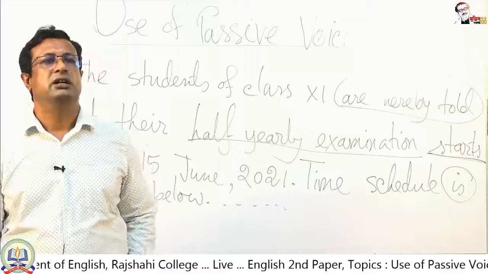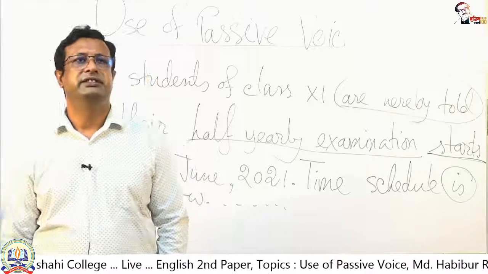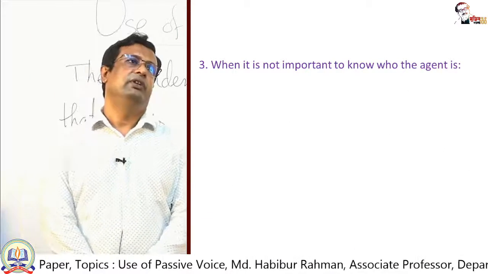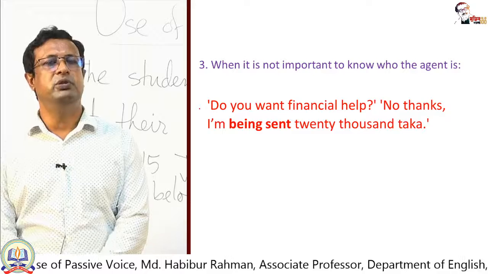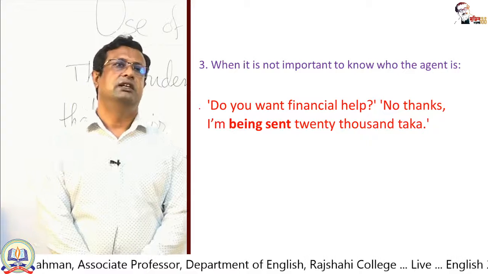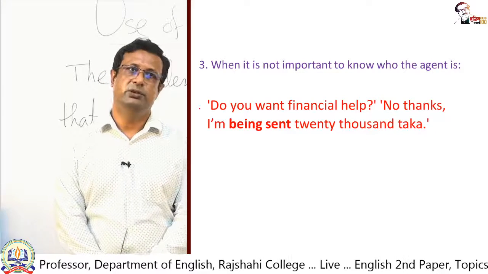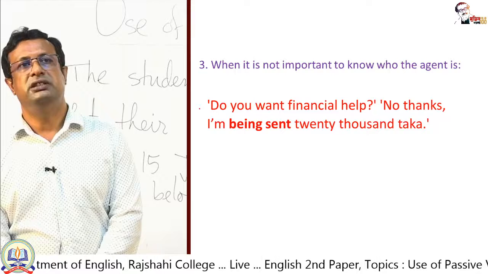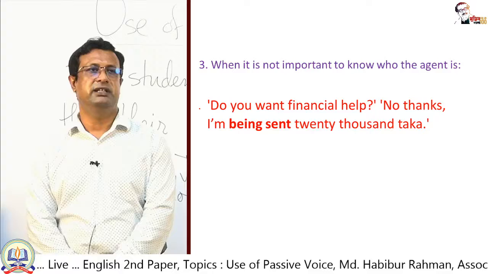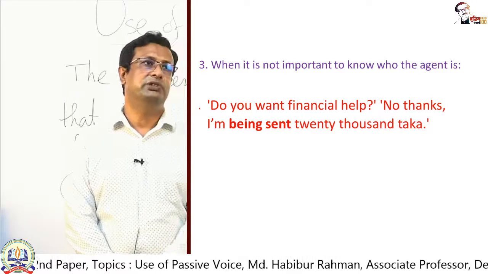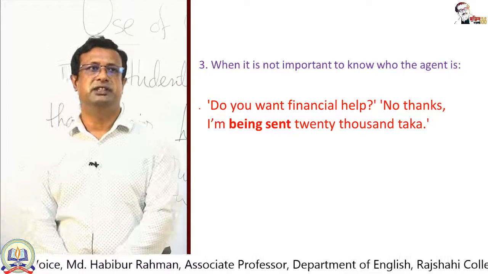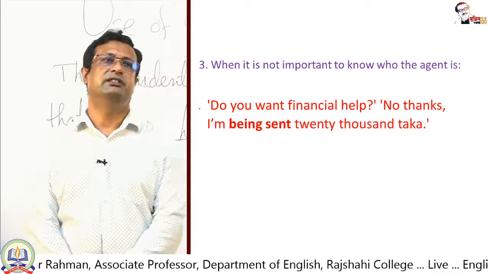Sometimes we don't need to know the agent or the person by whom the action is done. See the example, do you want financial help? This is the speech of a person. The next person answers, no thanks, I am being sent 20,000 taka. The first speaker makes a question, do you want financial help? And the person spoken to gives the answer, no thanks, I am being sent 20,000 taka.